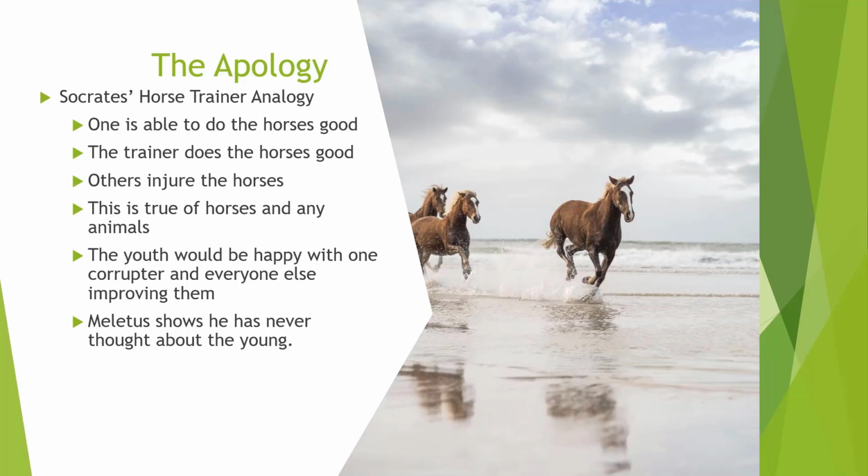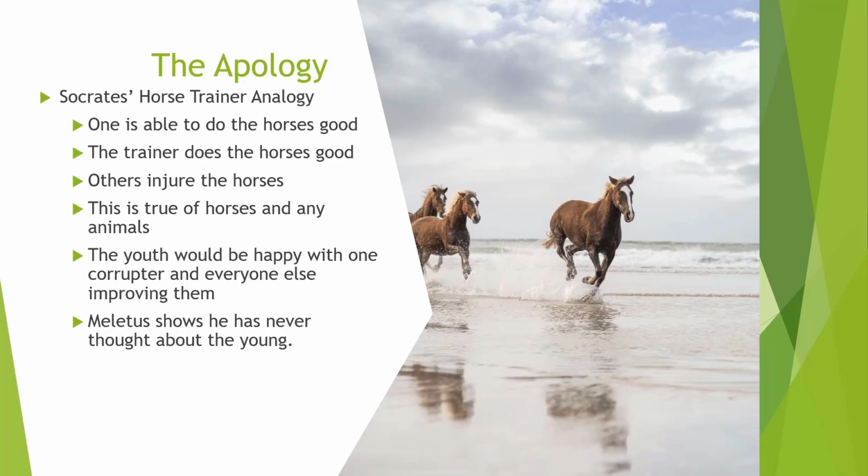He claims the condition of the youth would be happy if they had one corrupter and everyone else improved them. And so his point here is that in the case of the horses, only one person with knowledge can do them good, and the one that can do this is the person with the knowledge. And in the case of the many, they would tend to harm the horses. And by analogy, Socrates infers that the same is true of the youth, that it is the few with knowledge that can help them, and the many who do not know can harm them.